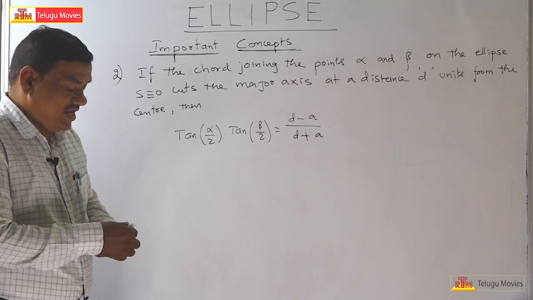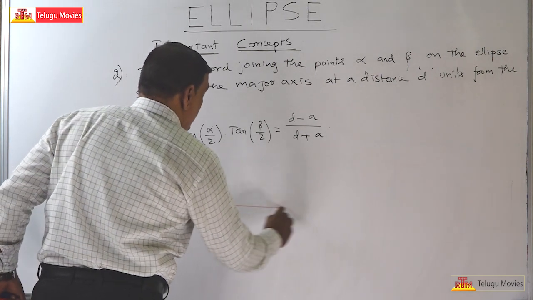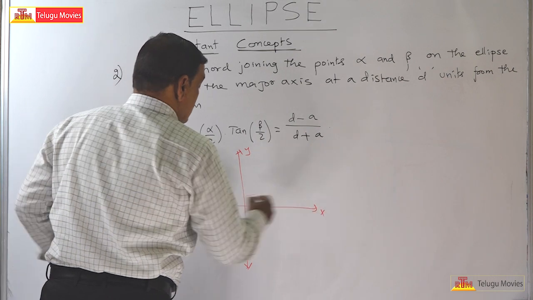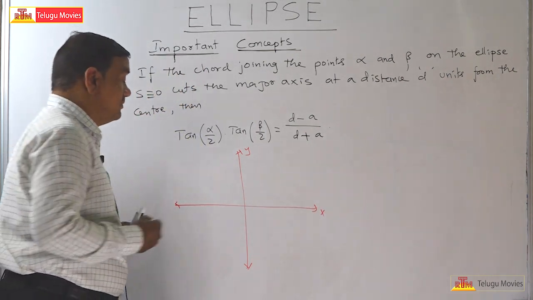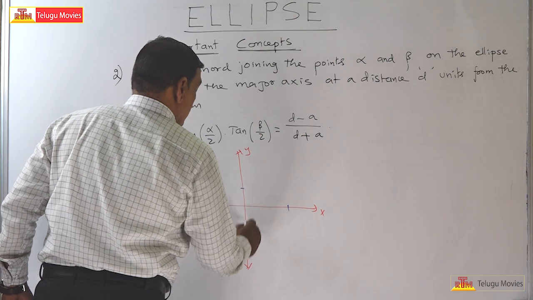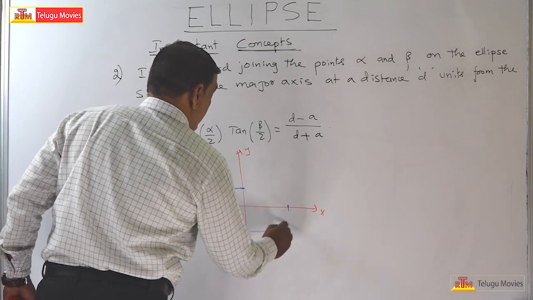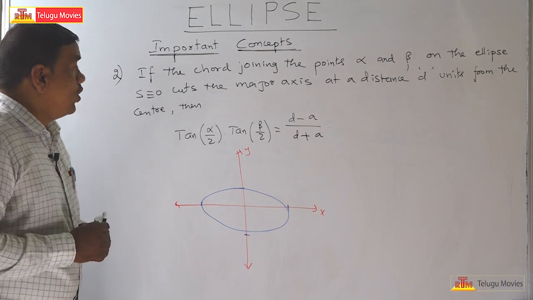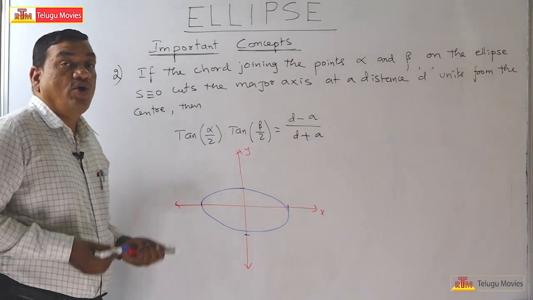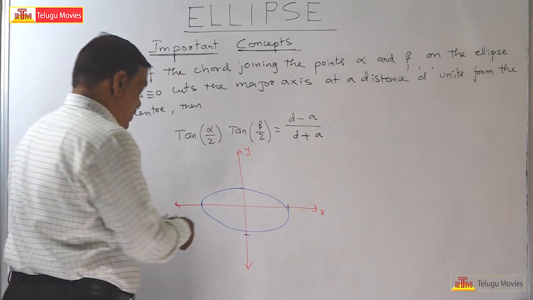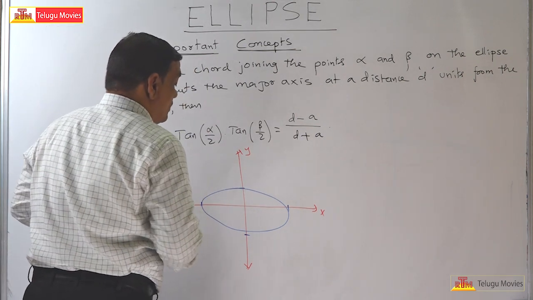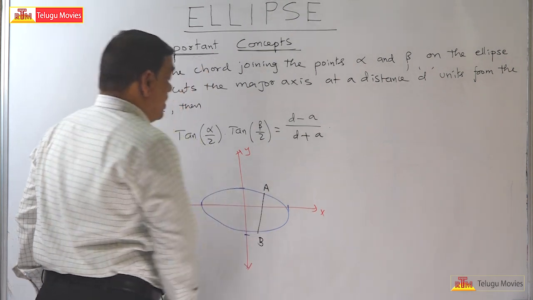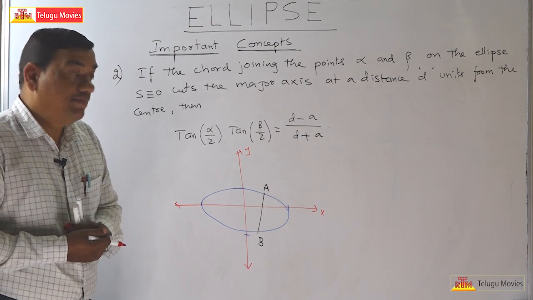Okay, so there is an ellipse. Let us take a horizontal line as the x-axis and the y-axis, and this is the ellipse. Now there is a chord joining two points. A chord means joining any two points, so that is A and B. It is a chord joining the two points A and B.